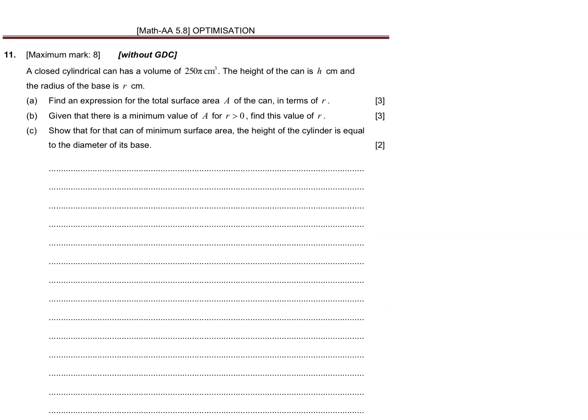A closed cylindrical can has a volume of 250 pi. So right away we have the volume of a cylinder is pi r squared times the height, and that's equal to 250 pi. So r squared h is 250. The height of the can is h and the radius of the base is r, okay? So find an expression for the total surface area of the can. So this is volume, surface area.